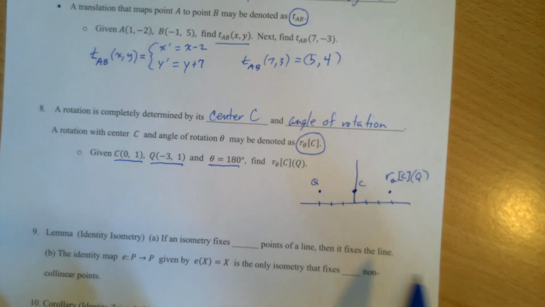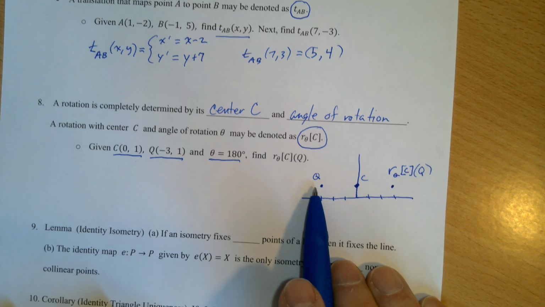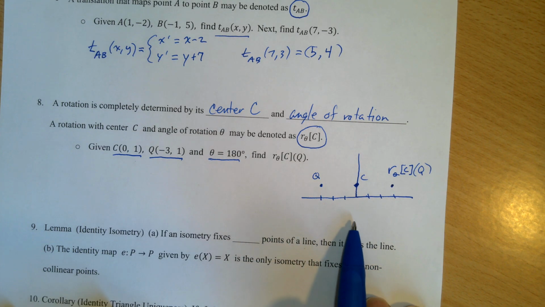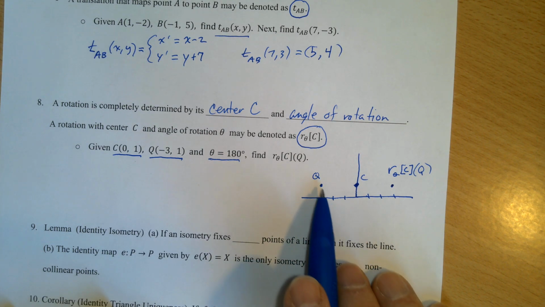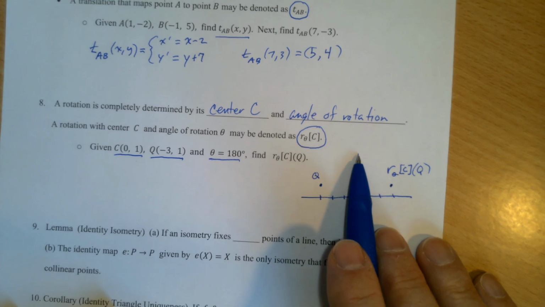All right, that's that point right there. So that one was very simple because it was rotating at 180 degrees. If we would have rotated it only 90 degrees, we would have ended up about here. Or if we rotated it 270, we would have rotated it all the way around to there.